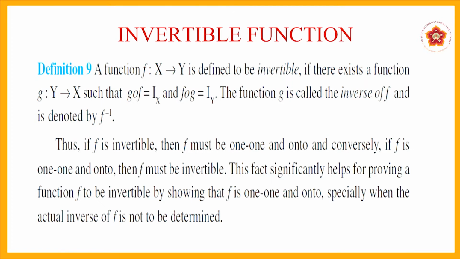But come to the actual definition of an invertible function. If a function f from set X to set Y is invertible, it means there exists another function from the second set to the first set. You can call it g. Suppose g is a function from Y to X such that gof is Ix and fog is Iy. Let us understand what it actually means. Then we say that the function g is the inverse of f and we represent it as f inverse.